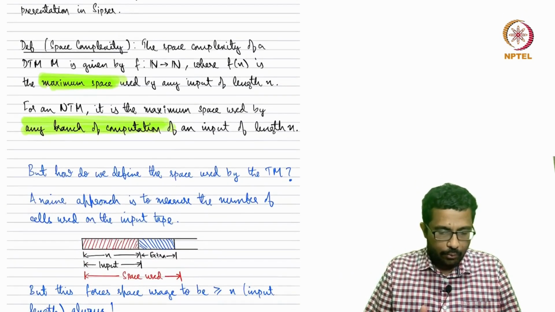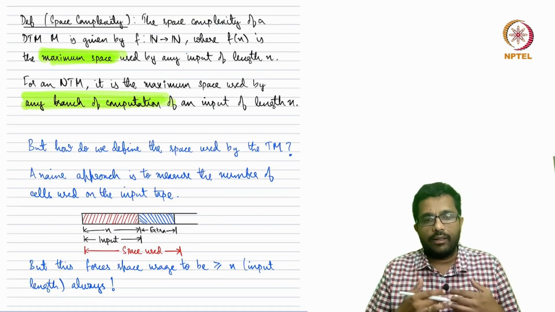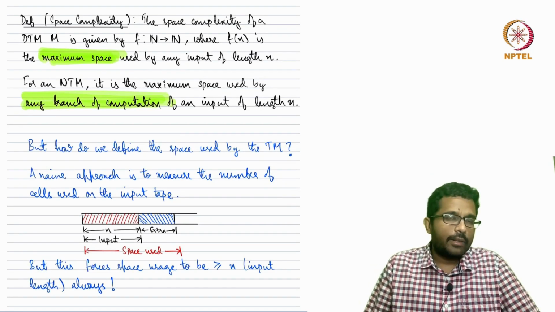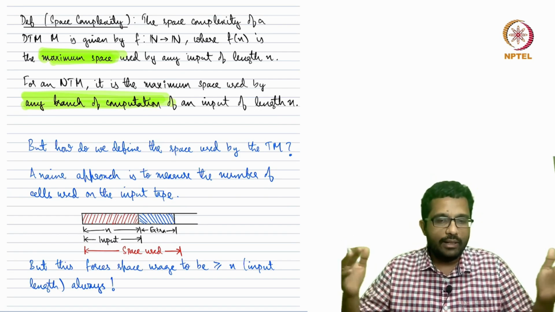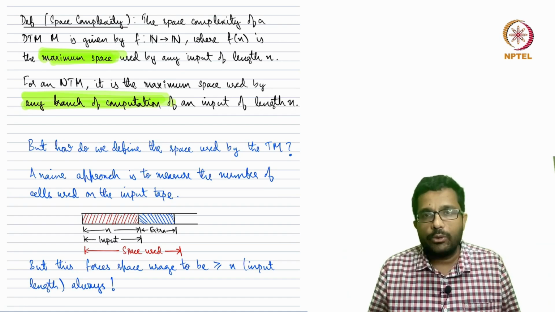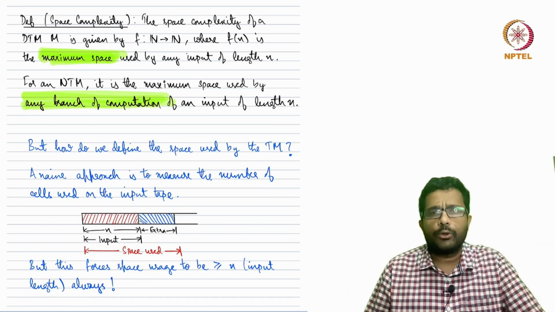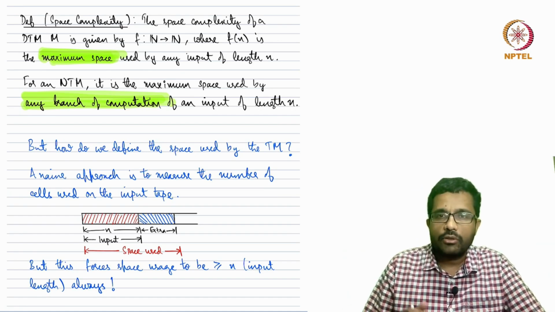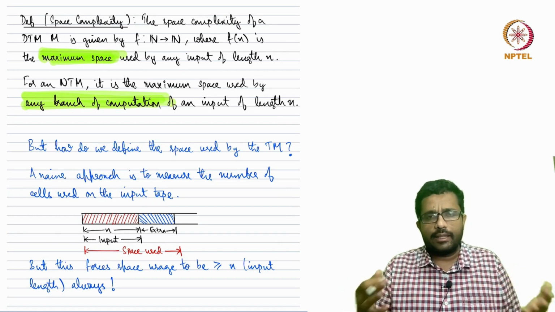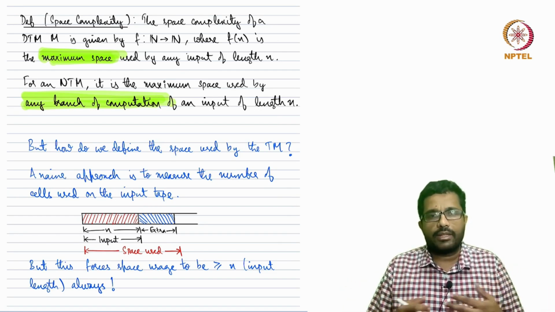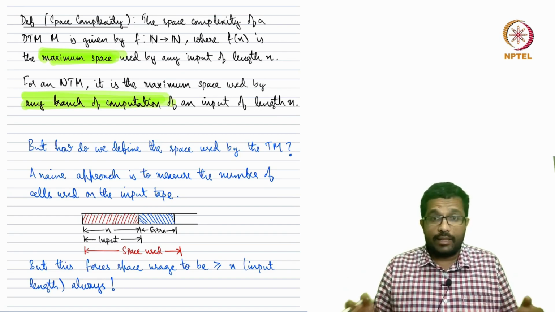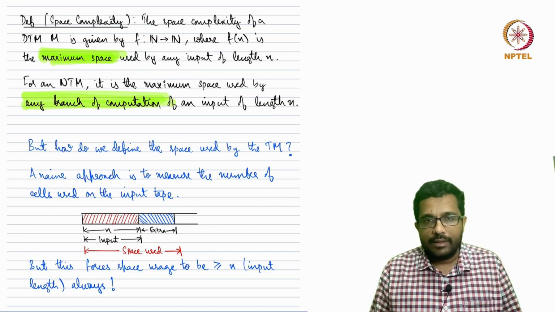So one natural way to interpret space can be the following. We look at how much space is being used by the Turing machine over all the tapes. So let's say it's a single tape Turing machine, which means the input is on one tape, and the work also gets performed on the same tape. Whatever we want, we do it on that tape. As we said, a single tape is equivalent to multi-tape, etc.